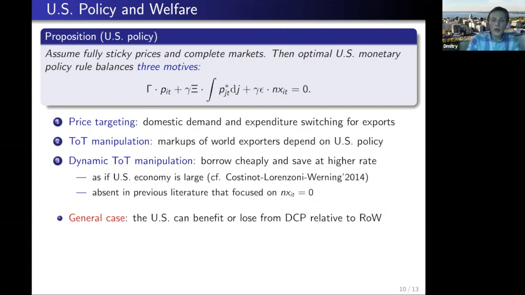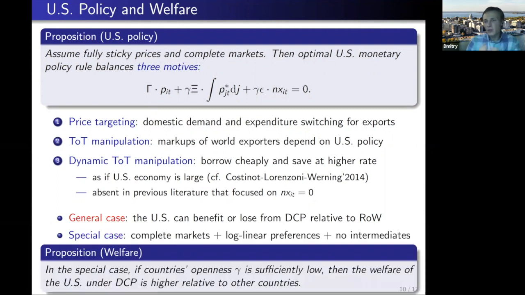What we were able to show is that if you take a very, very special but frequently used in the literature special case with complete markets, log linear preferences, no intermediate goods, and relatively closed economies, then you can show that indeed the US will benefit from the dominance of its currency. But again, I probably need to be more concrete here, right? So what this result says is that in the world with one dominant currency, it is better to be the issuer of that currency rather than any other economy.